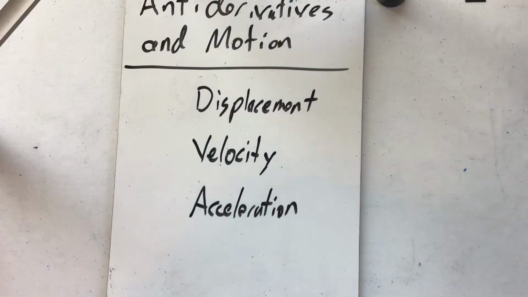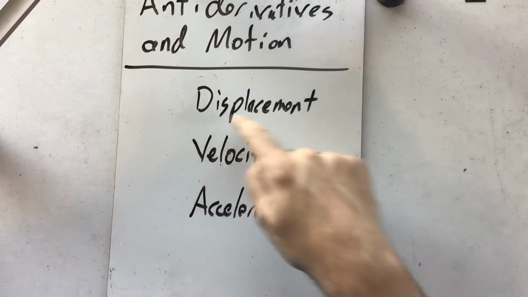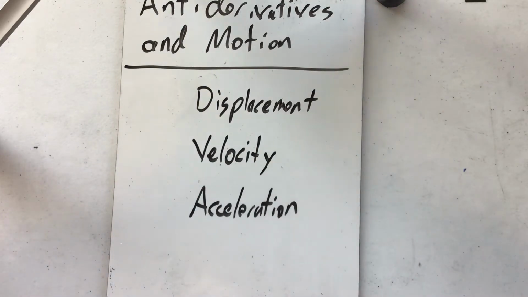Let's finish up section 3.9 with a conversation about antiderivatives and motion. And we have three big ideas with motion. The first one is displacement. And think of displacement as this.